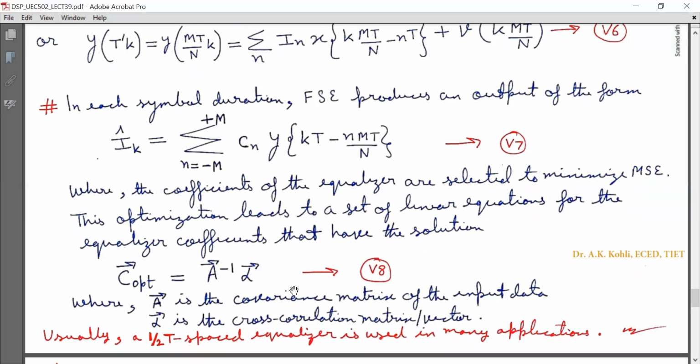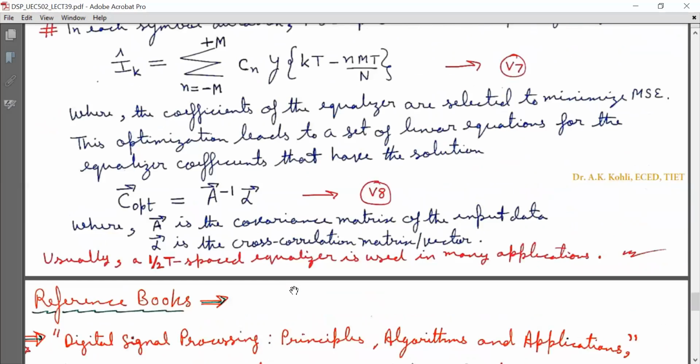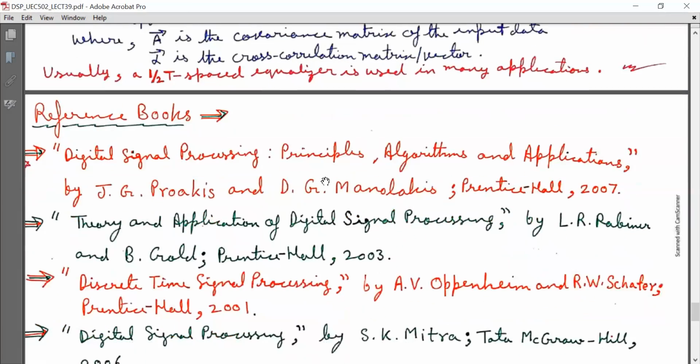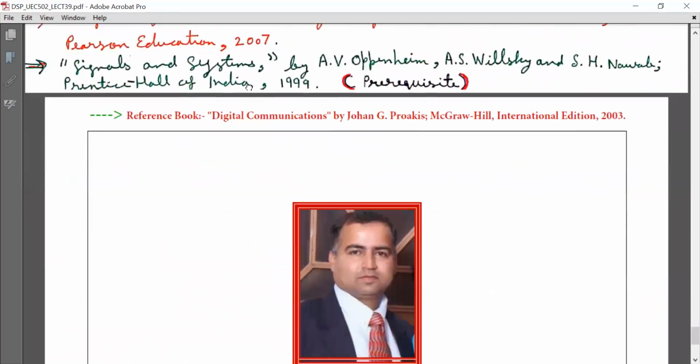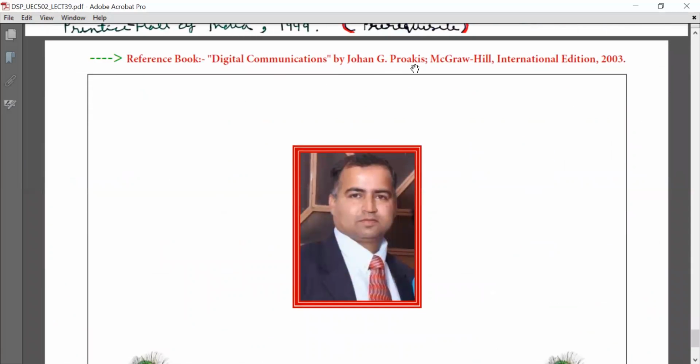So I finish this article here, and for filtering you can consult these books, but this article is from the book by John G. Proakis on digital communications. The student interested in self-study must go through this book. It's a wonderful book.